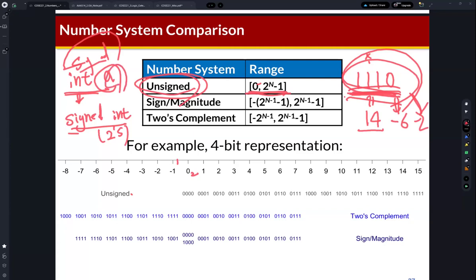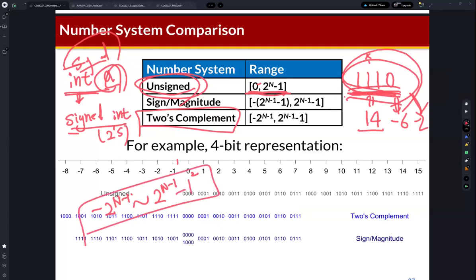Then what is the range of possible numbers that can be stored in this variable? The range of two's complement is -2 to the n-1, to 2 to the power of n-1 minus 1. In C, the size of an integer is 32 bits, so n is equal to 32. If we declare the variable as a normal signed integer, it has the range from -2 to the power of 31 to 2 to the power of 31 minus 1. If we want to use very large numbers beyond this range, we cannot use the signed integer.